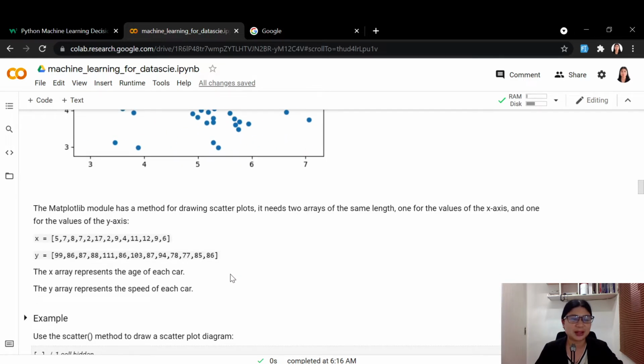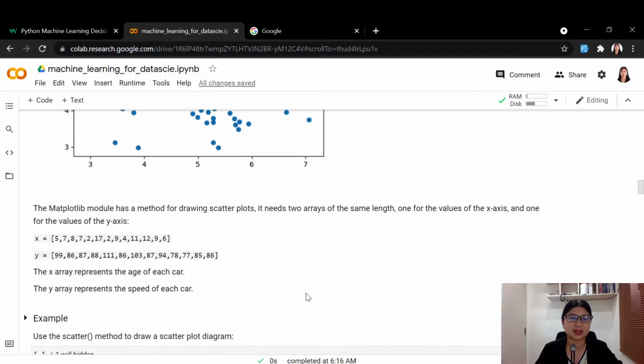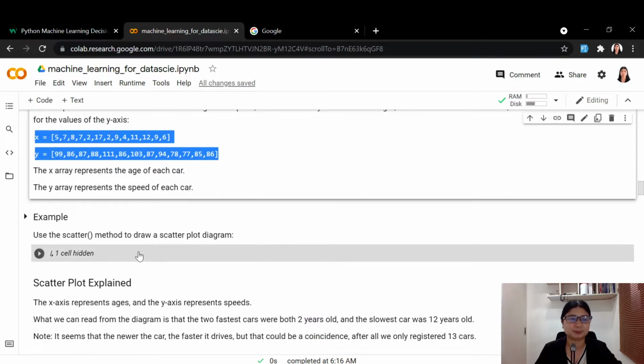So the Matplotlib module has a method for drawing scatter plots. It needs two arrays of the same length, one for the values of x and one for the values of y. So, pwede kita ka-assign some value, no? And the x array represents the age of each car, and the y array represents the speed of each car. Example lang.